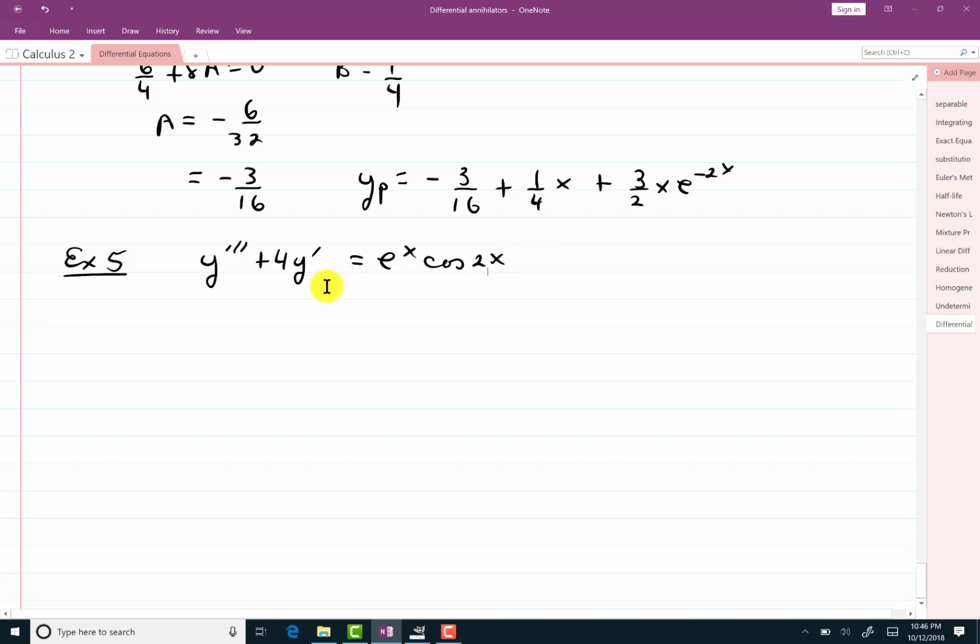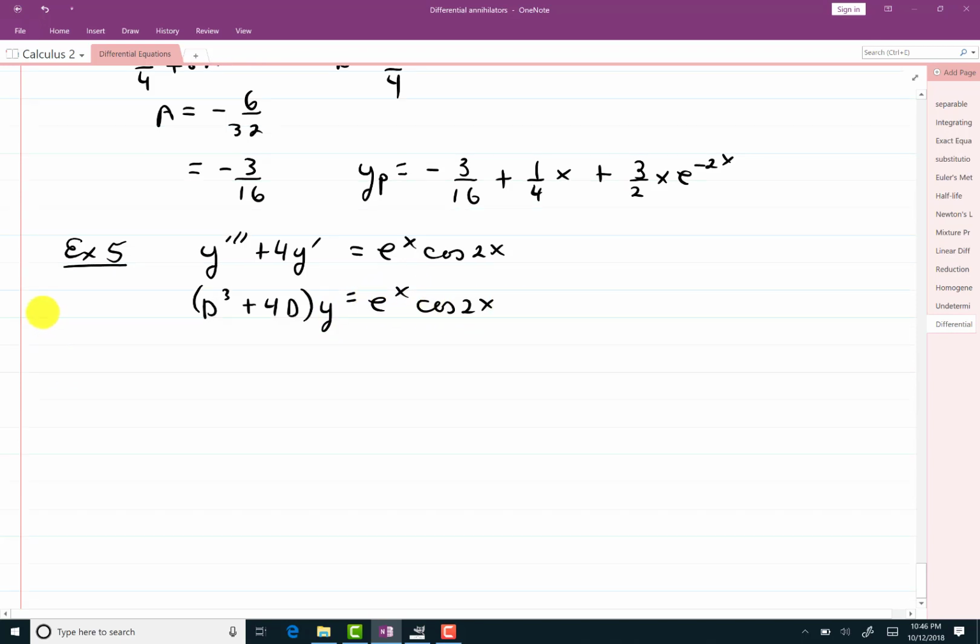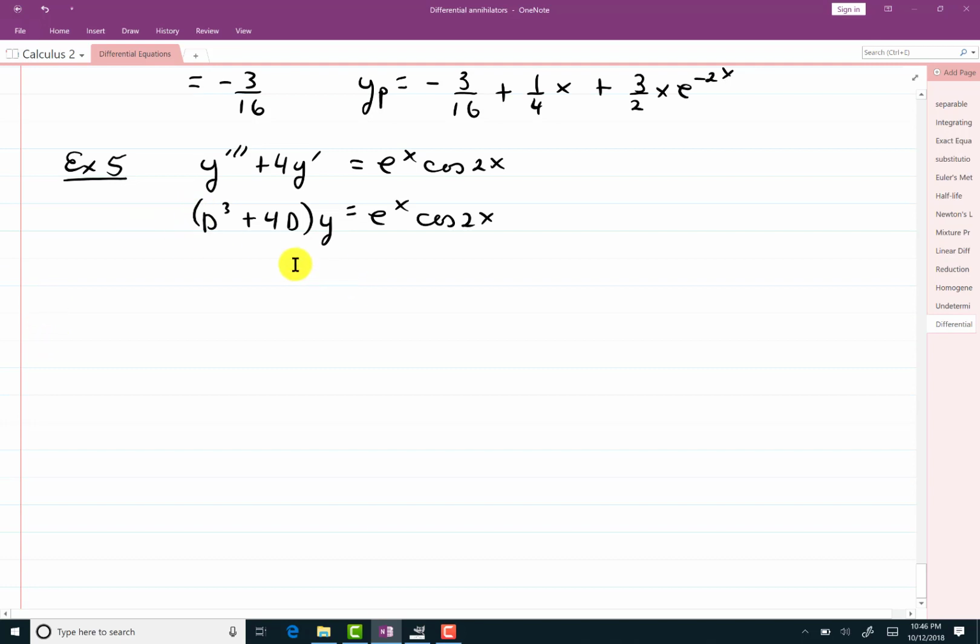Now, let me go ahead and convert this to D notation. So I got D cubed plus 4D y equals e to the x cosine of 2x. Now, to determine what annihilates this, you can use the formula that was given before, or you can simply remember how equations like this become zeroed out in a differential equation.